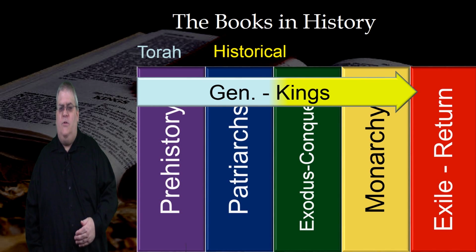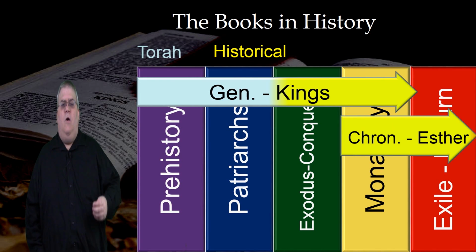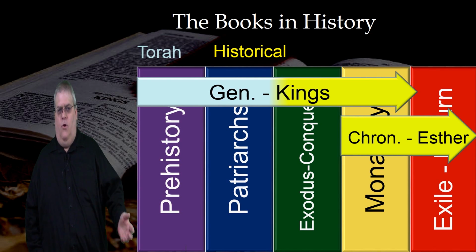That is, the prehistory through the monarchy. And then the books of Chronicles retell much of the history, roughly the same period as Samuel and Kings, it overlaps, but then it continues into the exile, and then Ezra, Nehemiah, and Esther cover the exile and the return. So the secondary telling of the history covers epochs 4 and 5, the monarchy and the exile and return.